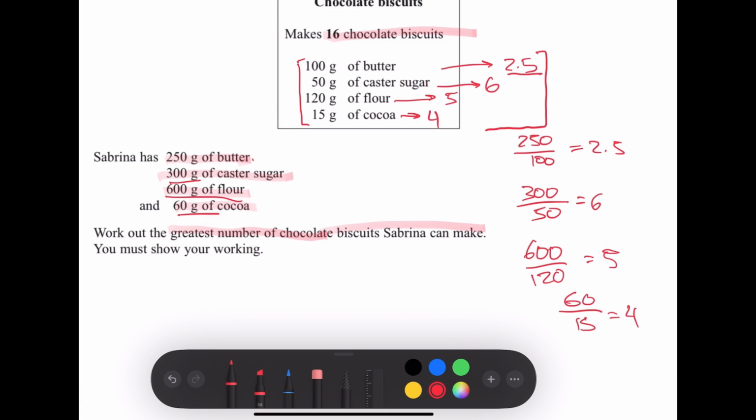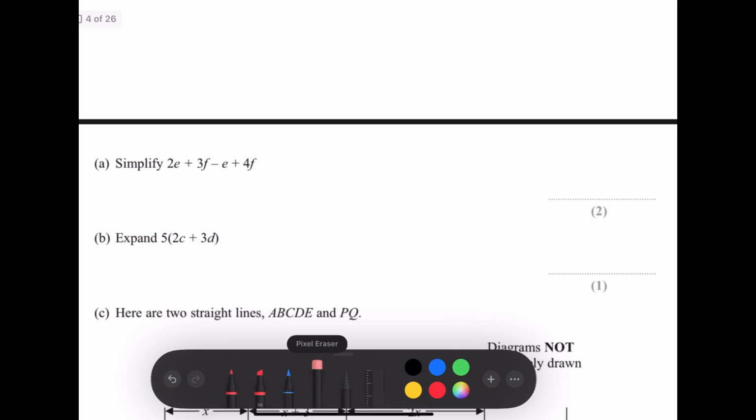So if we now do 16 times 2.5, we see that the answer is 40. So 40 is the most amount of cookies that Sabrina can make based on the fact that she's using the correct measurements and every single ingredient that she needs.